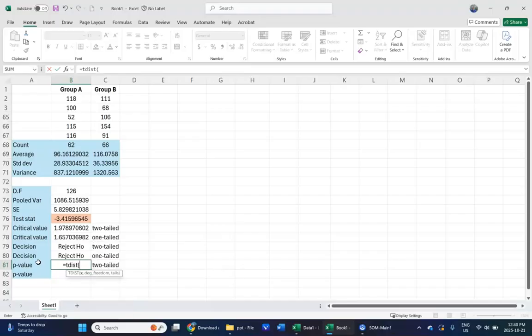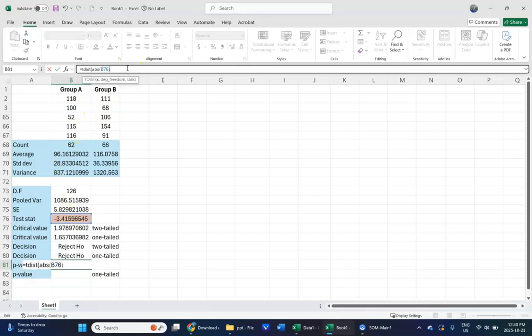This function uses the T.DIST function. Bracket x is our test statistic. This has to be returned as a positive value, so I'm going to put in the ABS function in there. T.DIST. If your test statistic was positive, you wouldn't need that ABS function in there.